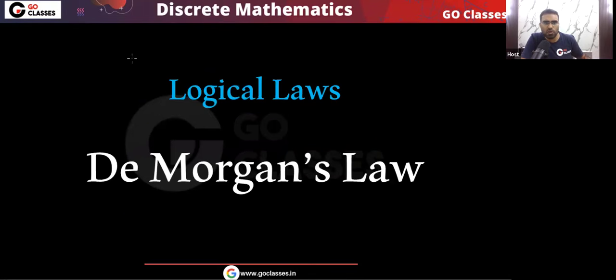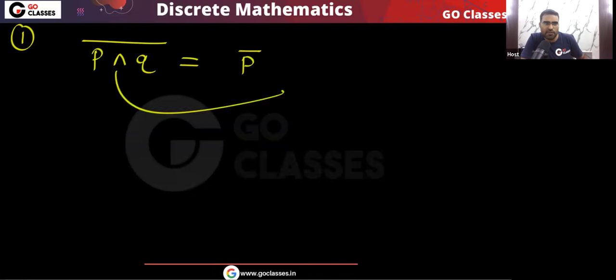Now let's see the next logical rule, that is De Morgan law. This is very simple. What this De Morgan law says, let me tell you: if you have P and Q and you do its negation, then that is the same as P bar or Q bar. This and will become or, and each variable gets negated.